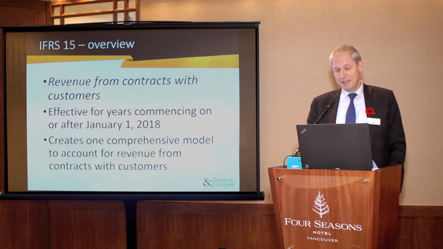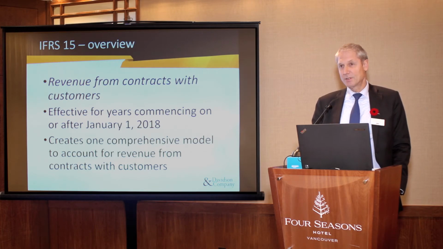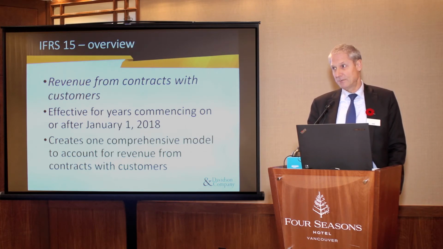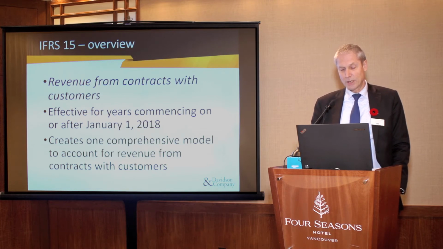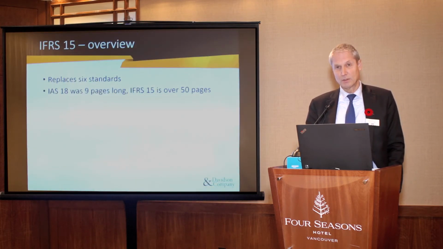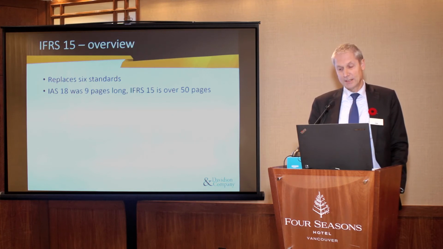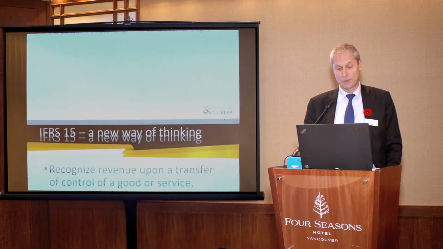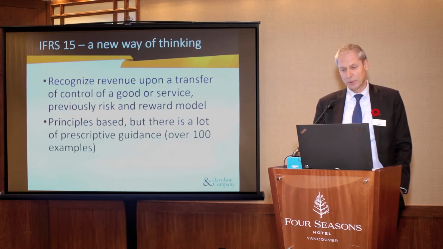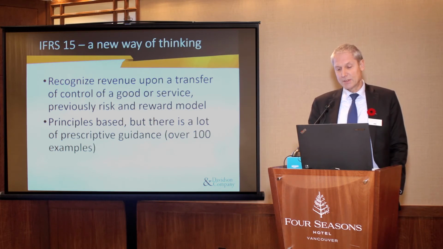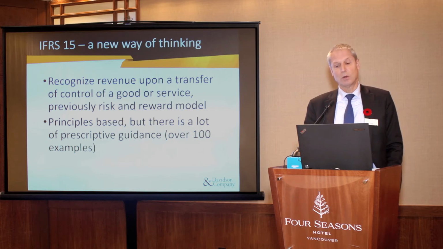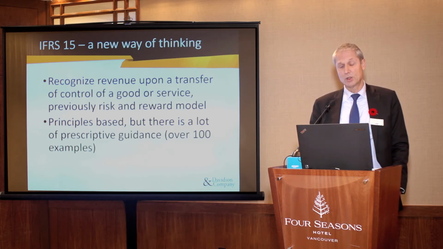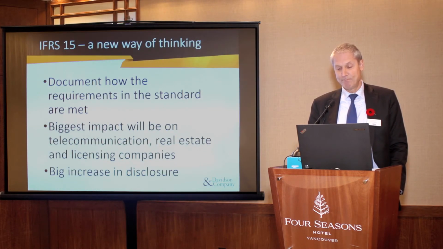On to IFRS 15, revenue from contracts with customers, again effective January 1, 2018 for years beginning on or after. One comprehensive model to account for revenues. Replaces 6 standards. The thing is about 50 pages long and it has lots of examples, so it's a great place to look. You should be able to find your example in there. The idea here, the difference is that under the old model it was risk and reward. Now it's whether you have control of a good or a service. So that's your change. It's principles based, but as I said, there's over 100 examples out there.